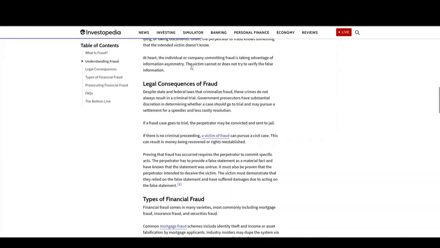The victim cannot or does not try to verify the false information. Well, it's because they're believed to be true information, which is understandable in many cases, or they just cannot verify the false information until after the fact.